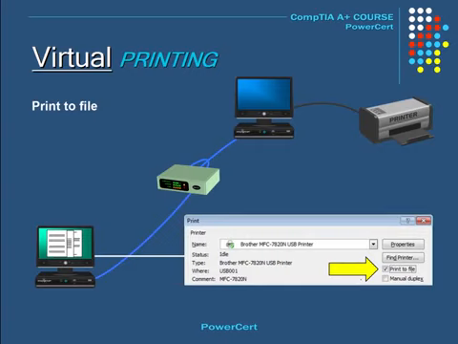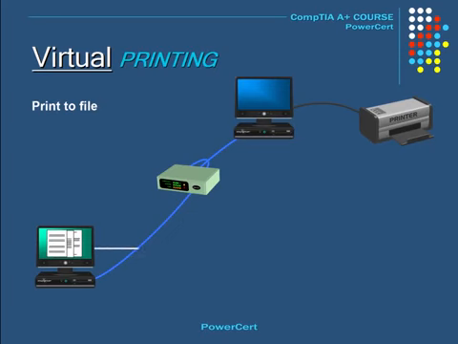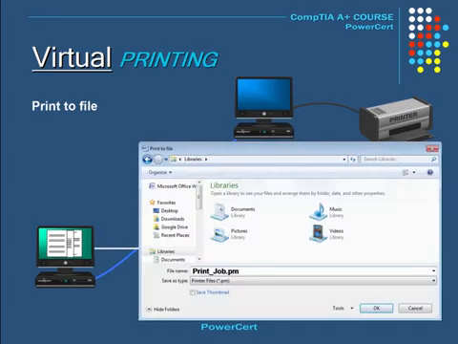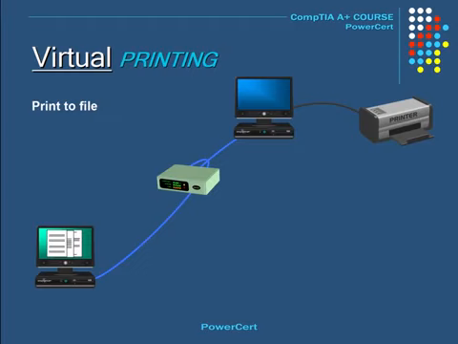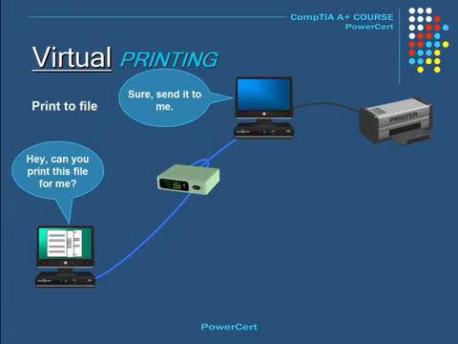So for example, if you want to print a document and you don't have a printer, then you can use the print to file feature and it will save the document in an uneditable digital form that can be sent to another computer, for example, maybe through email or a flash drive transfer, and then that computer can print the job for you.